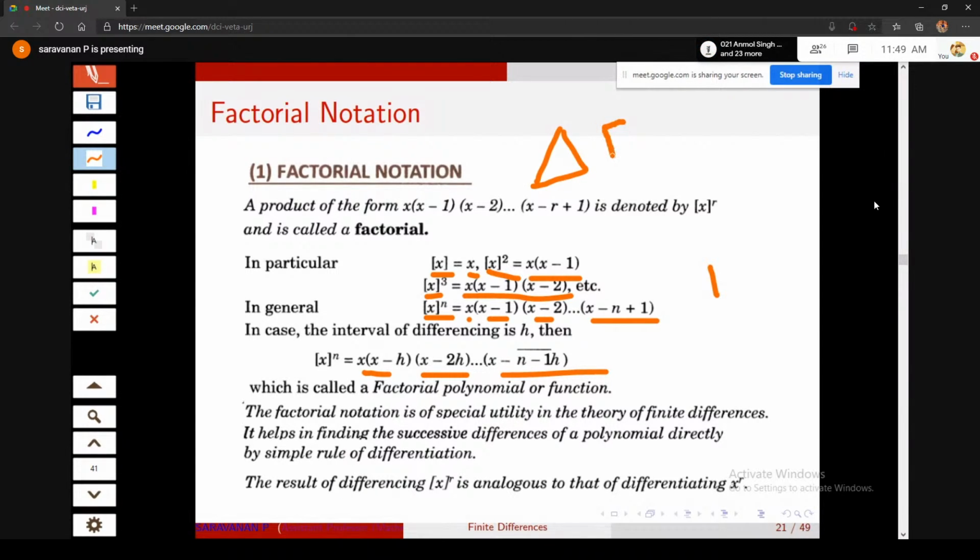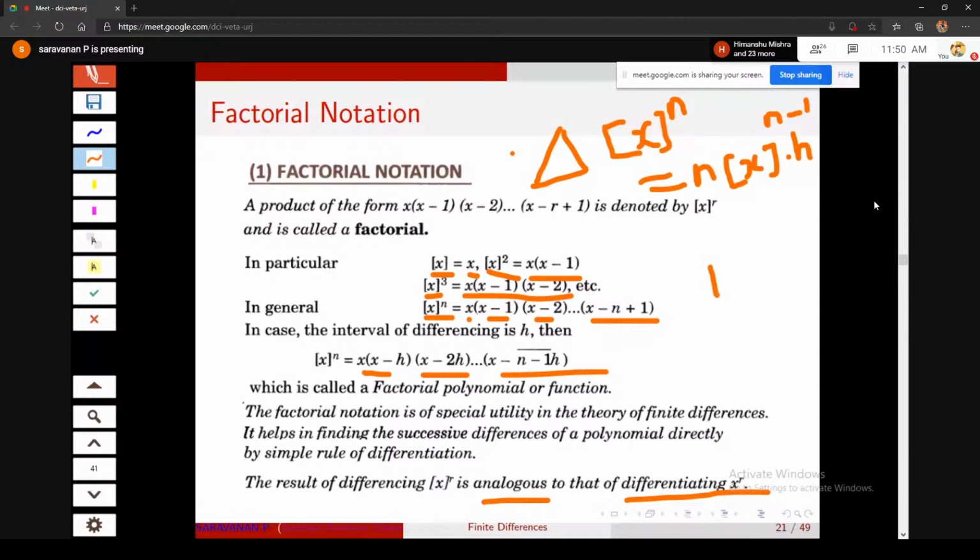for example, if you want to compute first order difference of x power n, that is factorial x power n, then this says that it is analogous to differentiating x power n. So if I differentiate it, you get n times factorial x power n minus 1, into h, if the interval of difference is h. If interval of difference is 1, you take h equal to 1. Okay, that is the result.